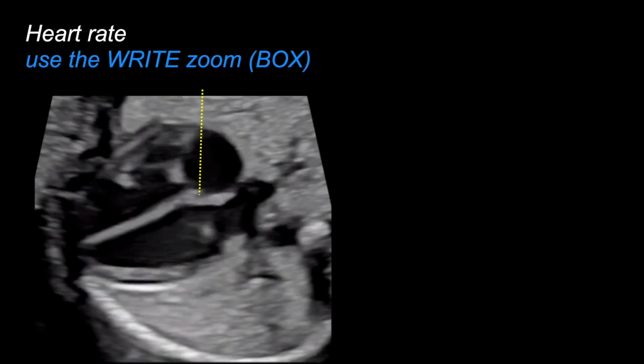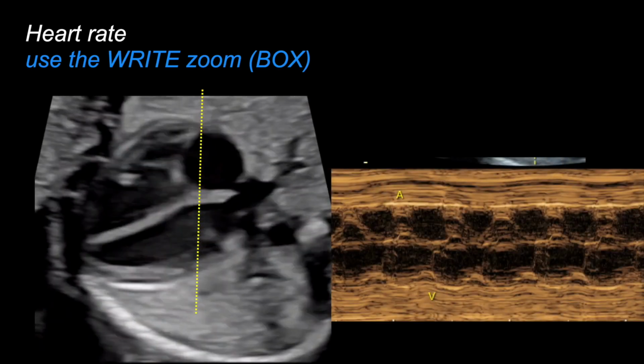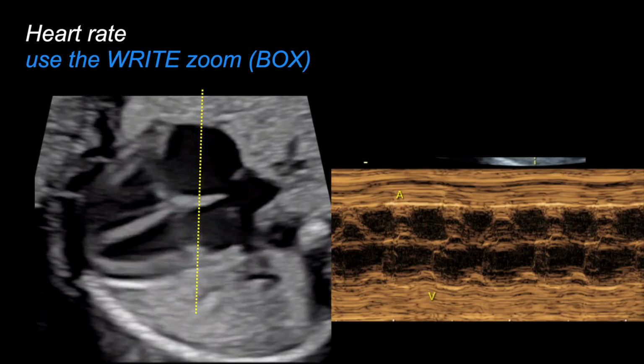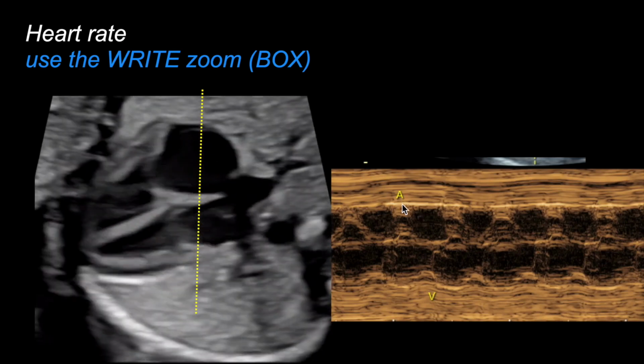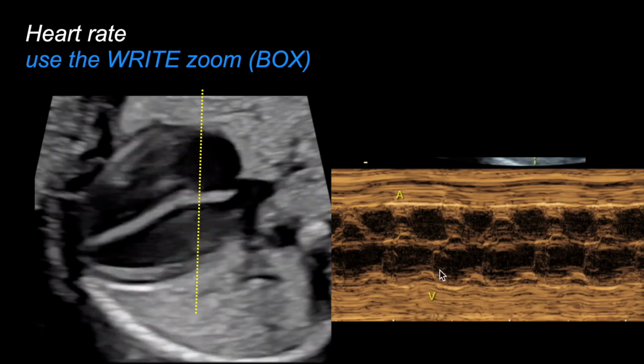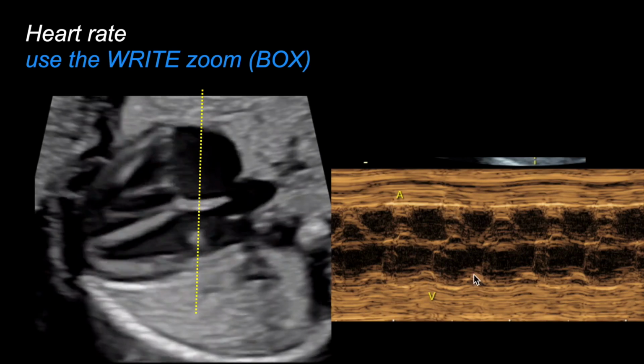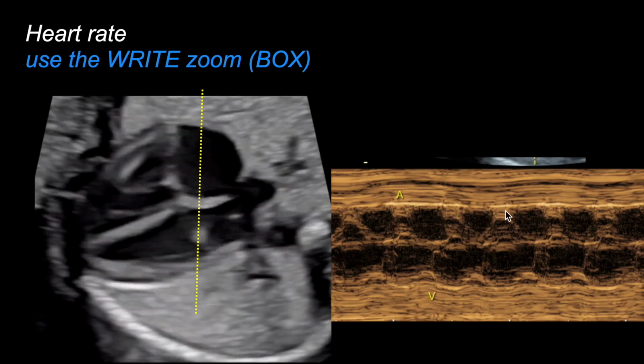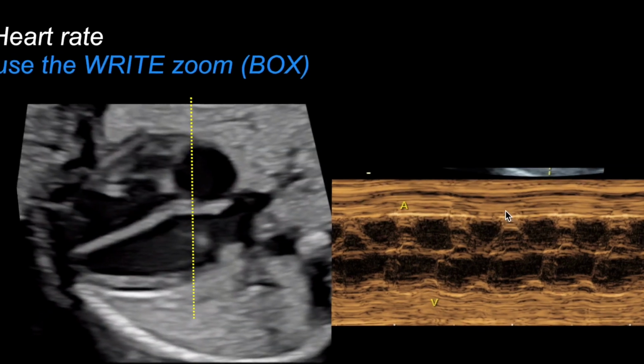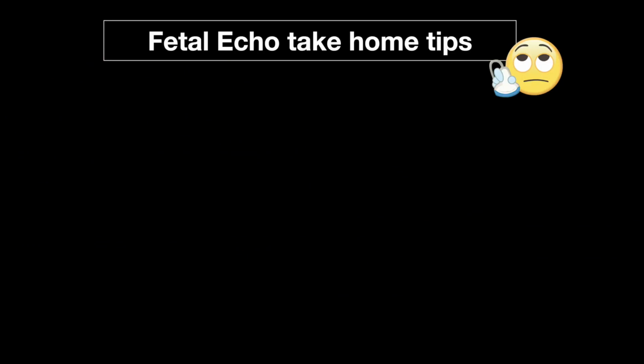Zoom it up, and now we put our M mode cursor in, and we can much more clearly differentiate the atrial and ventricular points on this M mode. So that's a really good way to take an M mode. So that's the end of my lecture today.